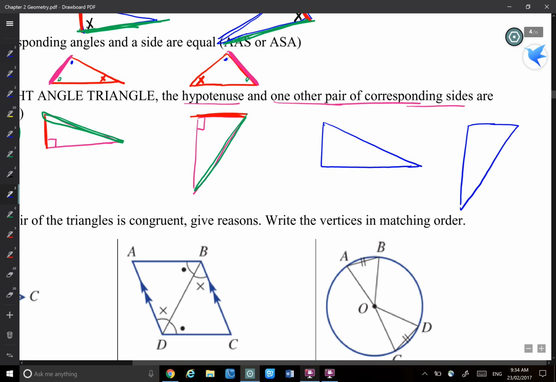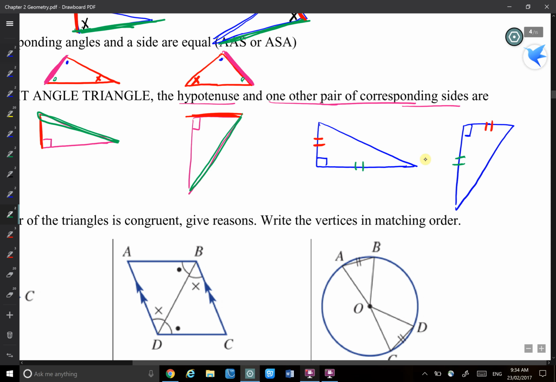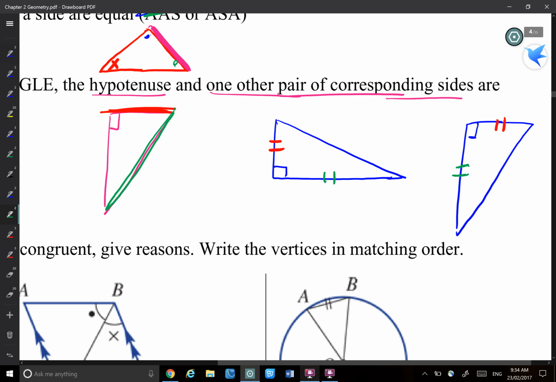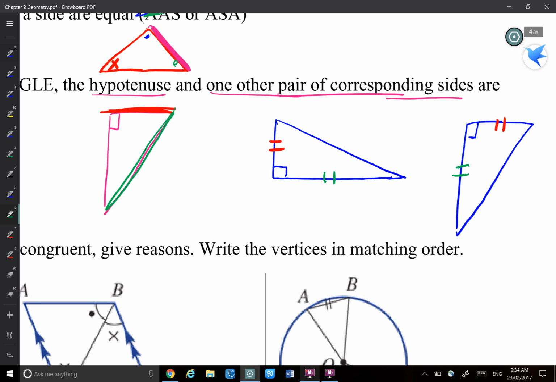Okay, we have two triangles like this. I know that's 90 degrees. I know this length equals this length. This length equals this length. Are they congruent triangles? And by which rule are they congruent, if they are?